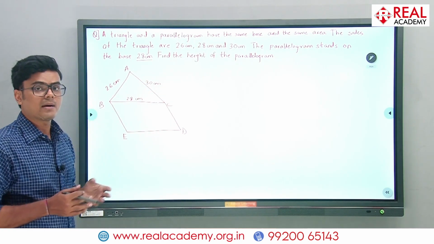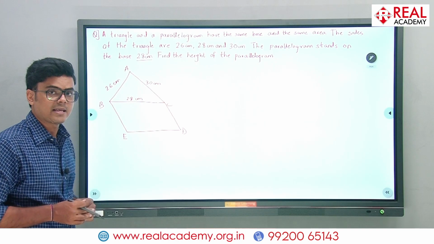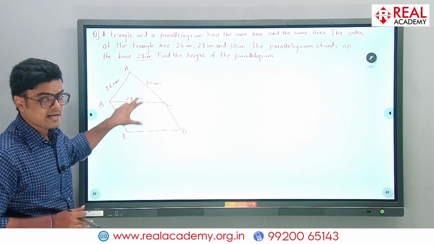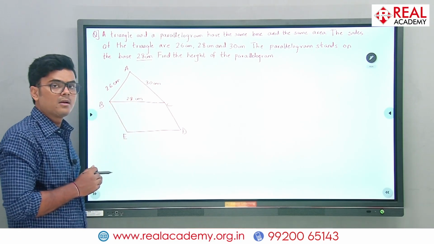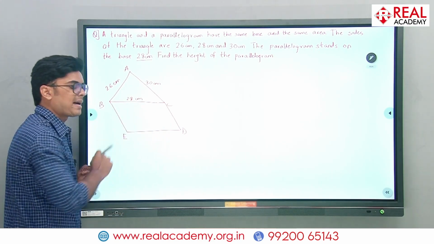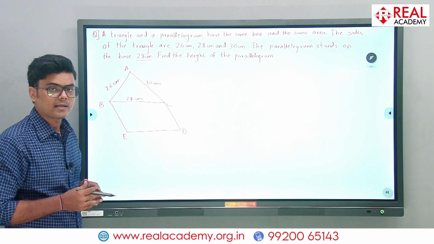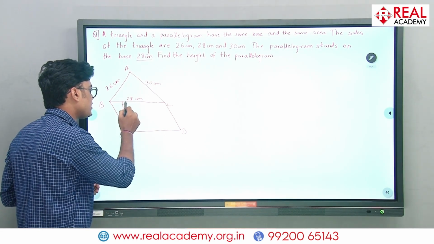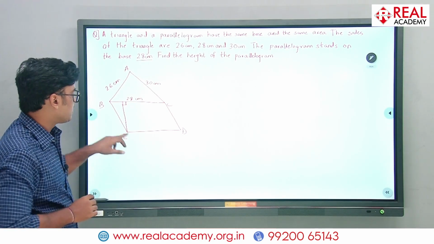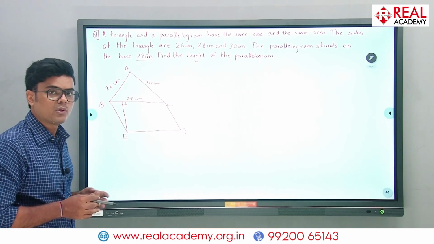What is given apart from the base being the same? It is given that the areas of these two figures are also the same. So if we calculate the area of this triangle, we will also know the area of this parallelogram because they are the same, correct? And finally, we have to calculate the height of the parallelogram. How do we do that?